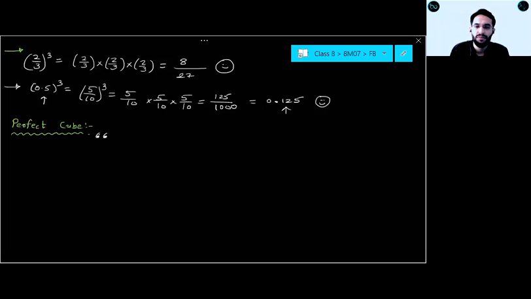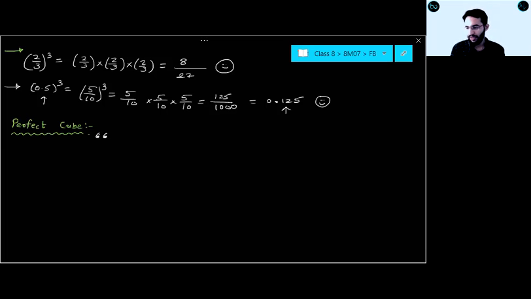Sir, we know about perfect square that if we multiply a number by itself, we get a number. That number is known as a perfect square. Very good. That means a number is called a perfect square if it is a square of another number, isn't it? Tell me yes or no. Yes, sir. In the same way, a number is called a perfect cube if it is a cube of any other number. Yes or no? Yes, sir.